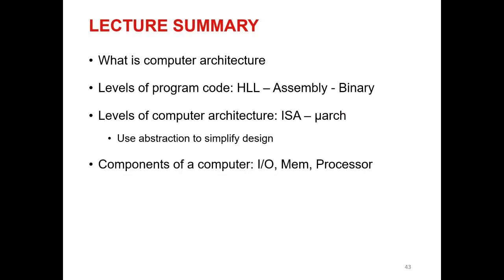And we have also finally seen the components of a computer, the five components, which are input, output, memory, and we have also seen that the processor has two components, which are the data path and the control. The data path is the component of the processor which performs the operations, which, for instance, do an addition. And the control is the component of the processor that tells the data path what to do.